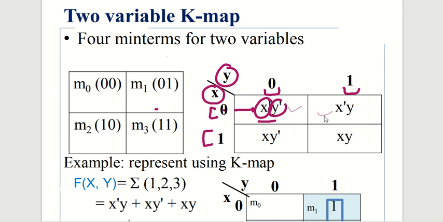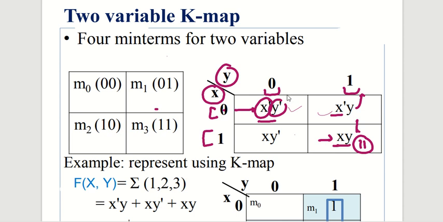Similarly, in this case, we can see x has 0 value and y has 1 value. So we represent in minterm form as x dash y. In this case, both values are 1, 1 for these boxes. So the value is xy.